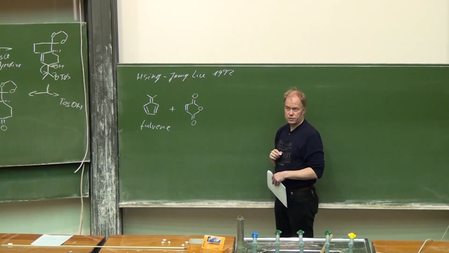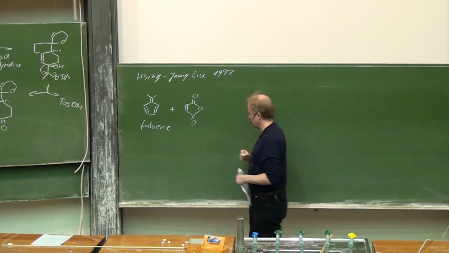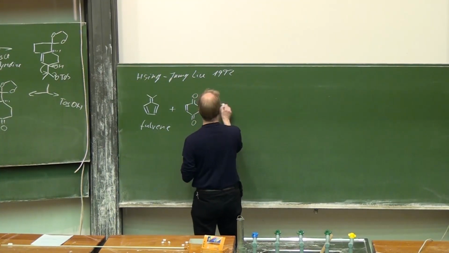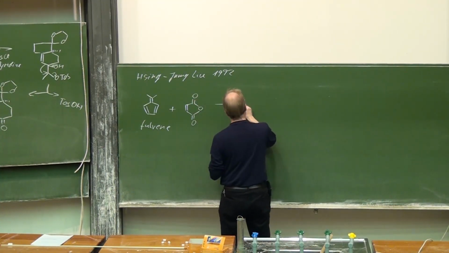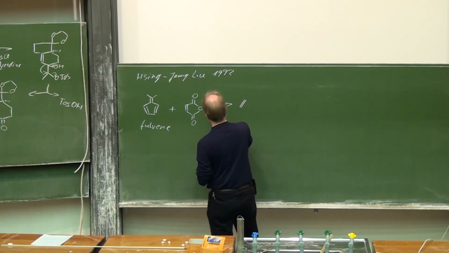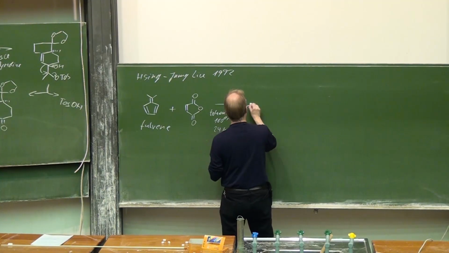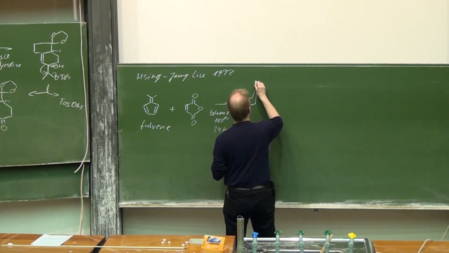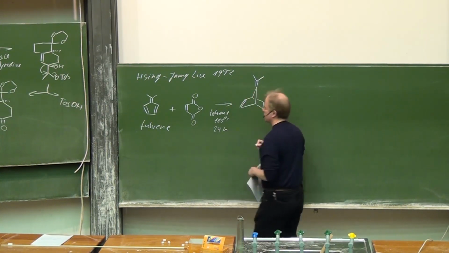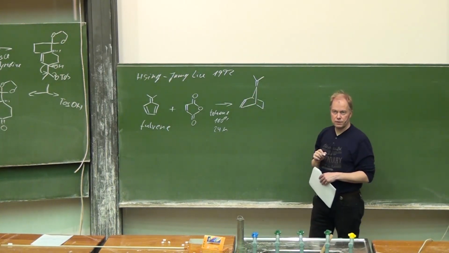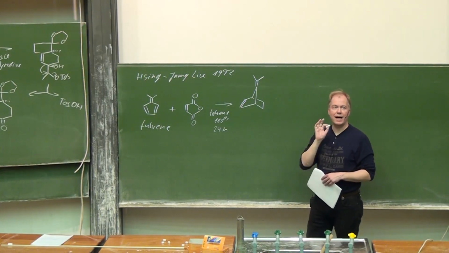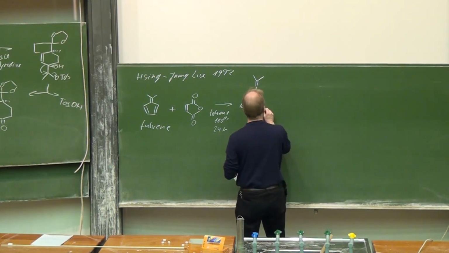Diels-Alder reaction with maleic anhydride. Toluene, 100 degrees, 24 hours reaction time. This gives then rather selectively the exo Diels-Alder product.